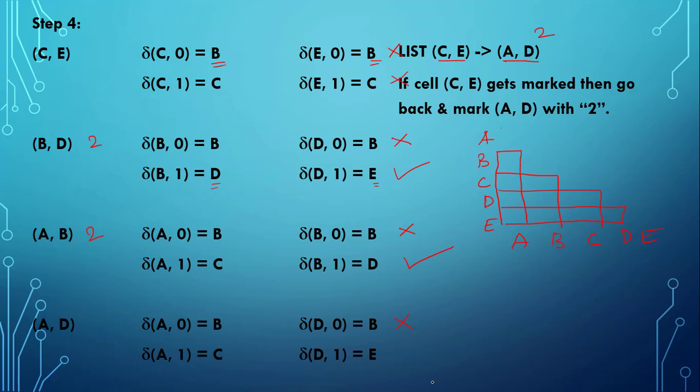I'll just simply take another color so it is very much visible. So here CA was marked 1, CB was marked 1, EA, EB, ED and CD. So from this logic we can mark BD as 2. So here is B and D, I'll take another color to represent 2. So B and D can be marked 2 and AB cell also can be marked as 2. Now whichever cells have been left unmarked will be merged and create the minimized DFA.